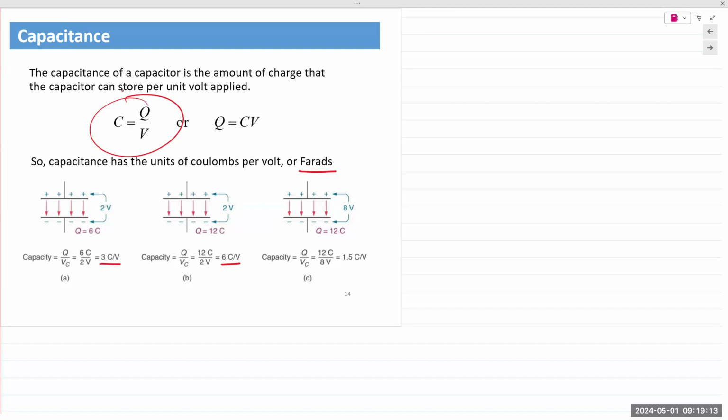And you can see if you increase the voltage, depending on the physical construction of the capacitor, the materials should be able to handle that voltage. Now the amount of capacitance required is reduced. It's only 1.5. So 12 coulombs of charge for B and for C, but in B, you have 2 volts that is applied. In C, it's 8 volts. So the amount of capacitance required is small. And the reason it's important is because the physical dimensions of the capacitor will determine what the capacitor value is.